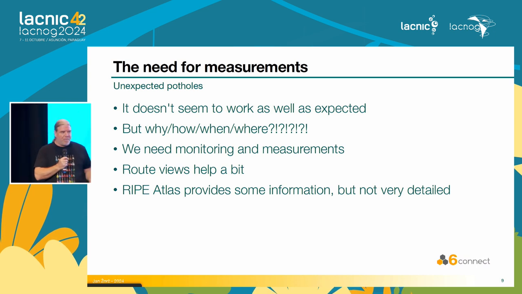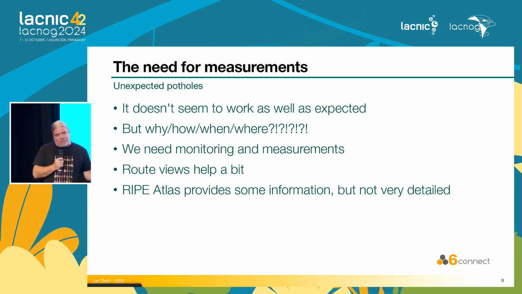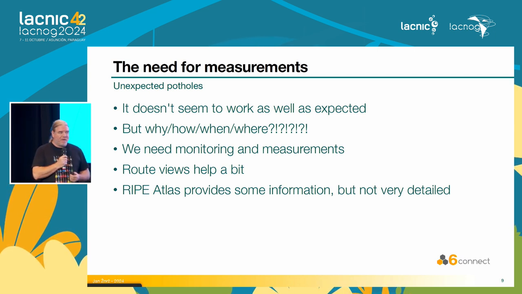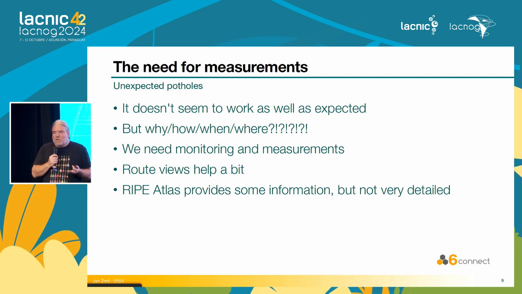So we figured it out, we set it up, we started announcing the whole thing, and then we figured out that we need some measurement. So how do we know? How are we visible from the internet? Are we visible at all? Who sees us, right? So we need monitoring and measurements. RouteViews and RIPE NCC help a little bit. RIPE Atlas provides some information, but not very detailed, because if you want to measure global Anycast, you need an order of magnitude more vantage points than any existing current system provides, right? Even if you have 1,000 nodes around the world, it's not detailed enough because you don't know exactly what happens.